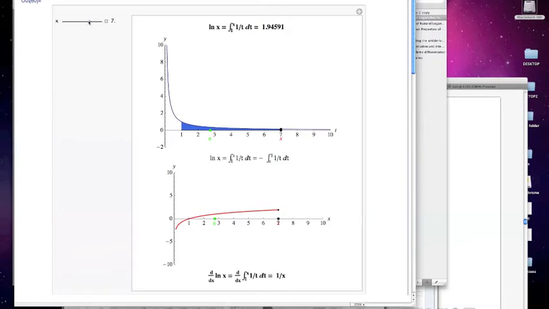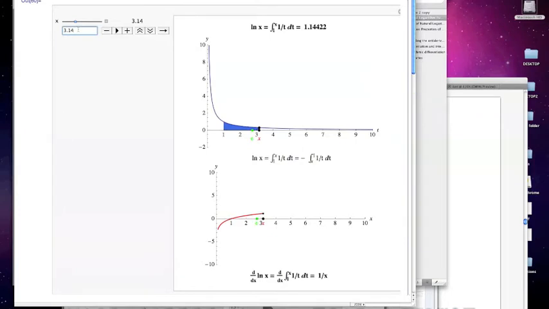If x is less than 1, what does this definition mean? Well, when x is actually equal to 1, this area must be 0, because it's the integral from 1 to 1 of a function 1 over t, but since the endpoints of the interval of integration are equal, the area under the curve from 1 to 1 is 0, so the natural log of 1 is 0. When I move to the left of 1, if I take an x value below 1, what happens?